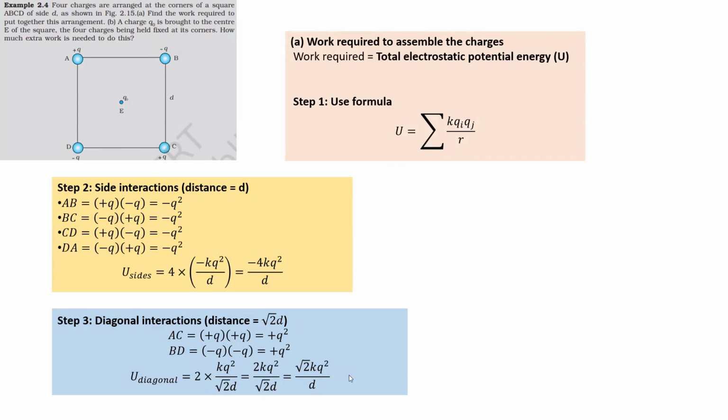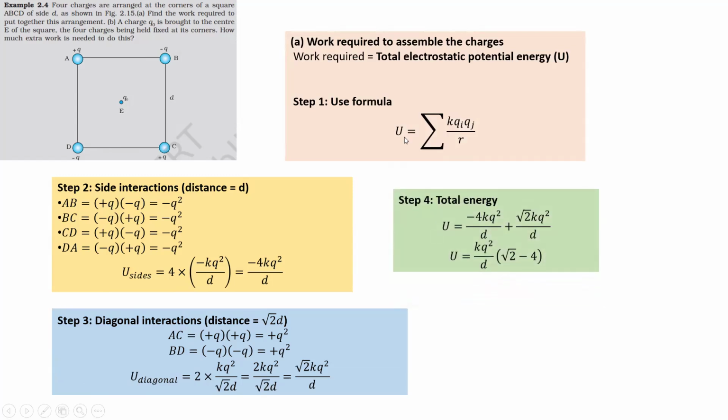Now we'll go for the last step. What is the total energy? Total energy means you have to add energy due to sides plus energy due to diagonal. That is minus 4KQ square divided by D plus root 2 KQ square divided by D. KQ square by D is common. If you take out, root 2 minus 4, this is the total energy.